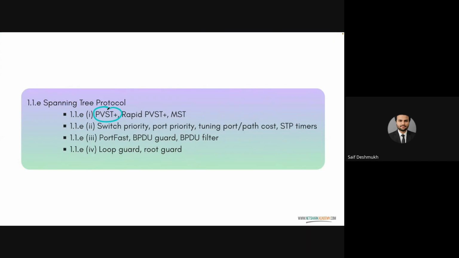So this was your PVST, per VLAN spanning tree. The underlying mechanism is basically the first spanning tree. It's just that the management is a little bit different. It manages separate instances for each VLAN.